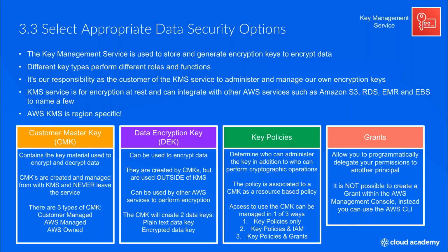So let me quickly run through at a high level the four main components of KMS, and you can see them at the bottom of the screen there. We have the CMK, the main key type within KMS, and it contains the key material that's used to encrypt your data. You should be aware of the three different types of CMK: customer managed, AWS managed, and AWS owned. So make sure you look into each of those and you're familiar with the differences between them. Also, a fundamental point of the CMK is that it never leaves KMS. The CMK will always remain in the service.